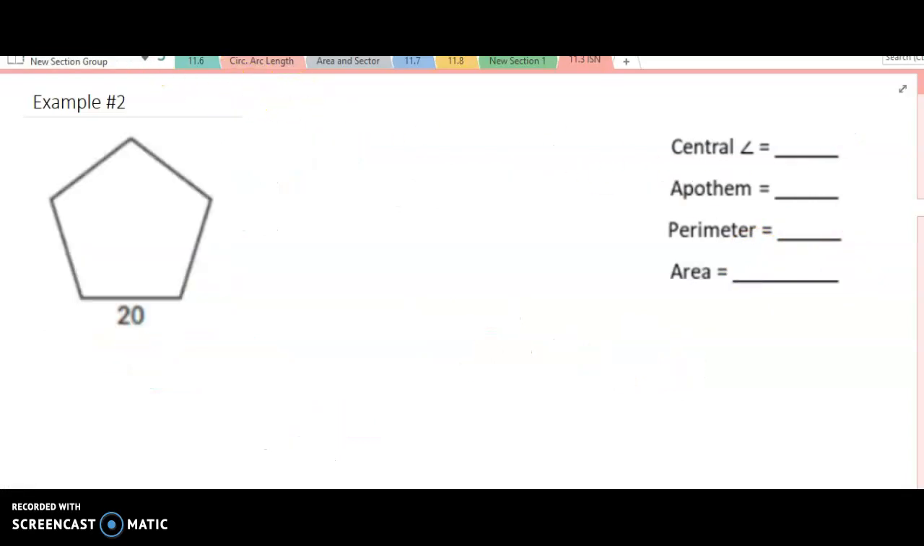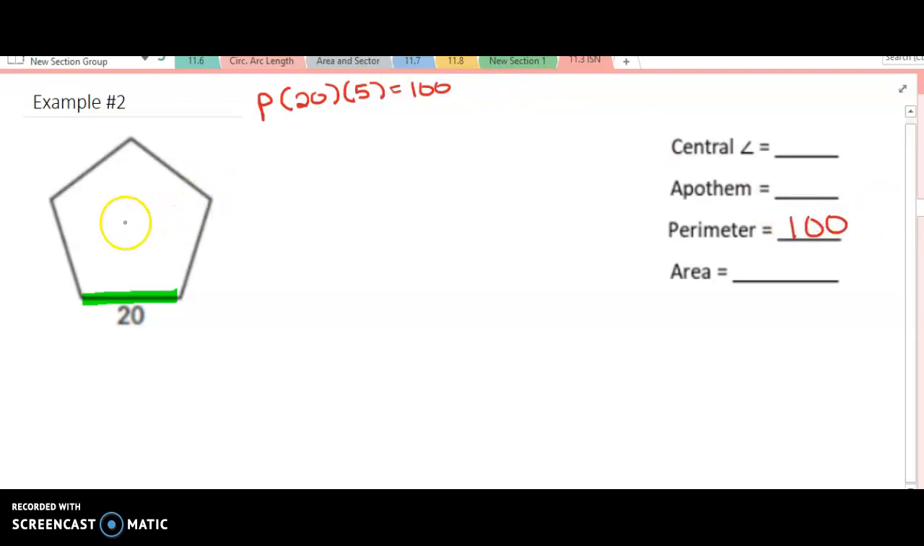All right, so let's look at example 2. Okay, here we have 1, 2, 3, 4, 5. We have a pentagon, and we know that each side is 20. So that means my perimeter can be found by taking 20 times 5 sides, which gives me 100.